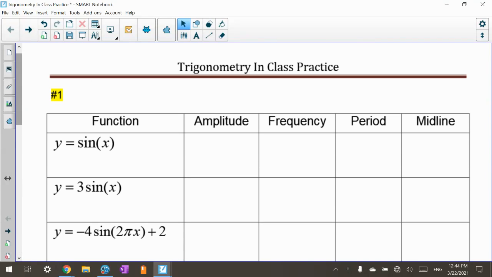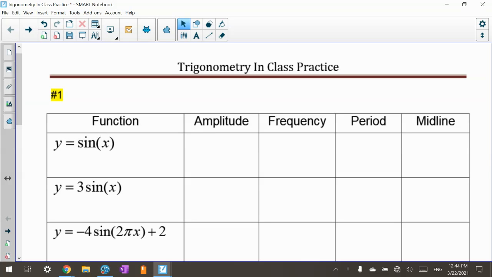This is our pre-calculus 1 trigonometry in class practice number 1. That's a mouthful. And in this one we're going to talk about what everything in the equation form of sine and cosine means. That's what we're going to basically focus on.